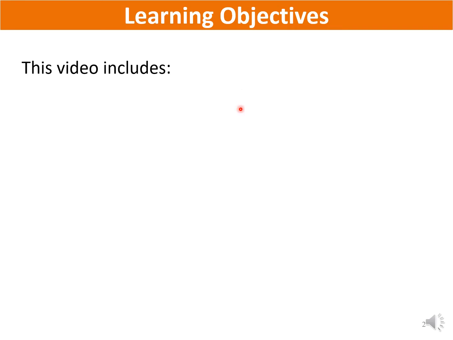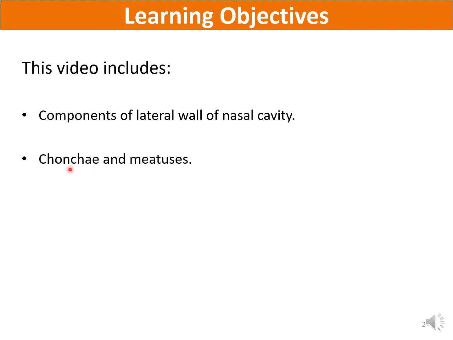In this video, we will study the components of lateral wall of nasal cavity, that is, the bones and the cartilages that form the lateral wall of nasal cavity. We will also have a look at the conchae. These are scroll-like or shelf-like bony projections along the lateral wall of nasal cavity, and the meatuses, which are the spaces or the recesses present beneath the bony conchae. We'll also look at the various structures which open into the meatuses.